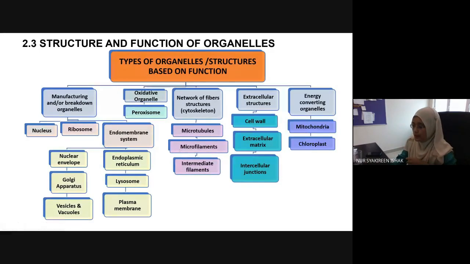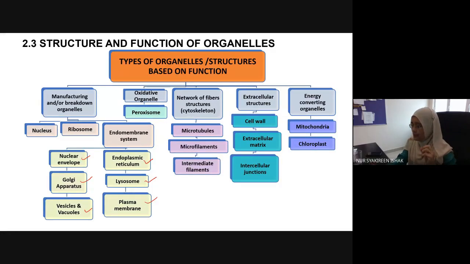Okay, so the endomembrane system has 6 components. It consists of the nuclear envelope, the Golgi apparatus, the vesicles or the vacuoles, and then the endoplasmic reticulum. You have the smooth ER, the rough ER, and then the lysosome and also the plasma membrane. So these are the 6 components of the endomembrane system.